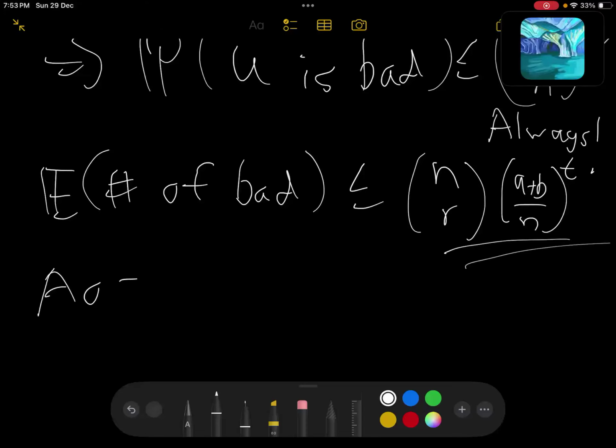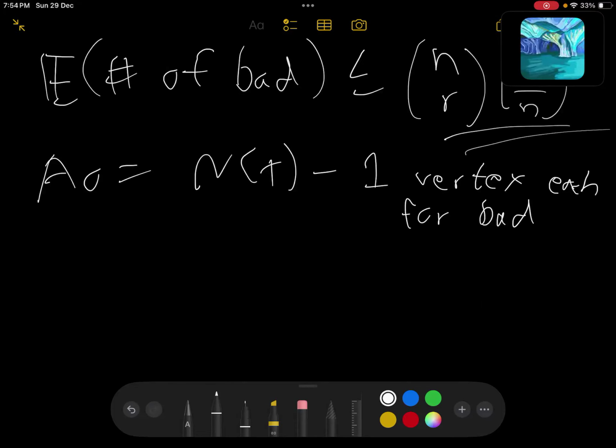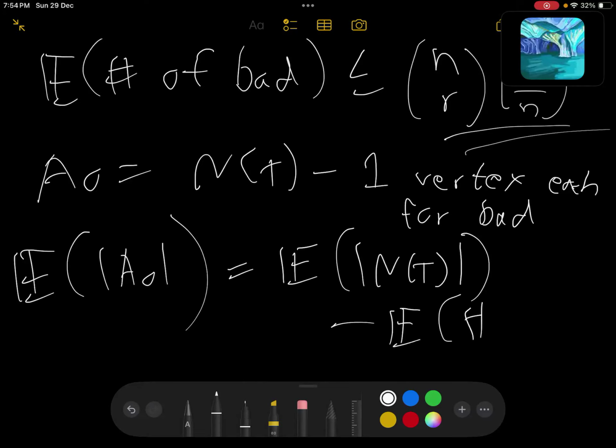And we are looking at A naught, which is NT minus one vertex each for bad subsets. This is how we define our A naught. And so the expected value of A naught, again we use linearity, is just the expectation of NT minus the expected number of bad.